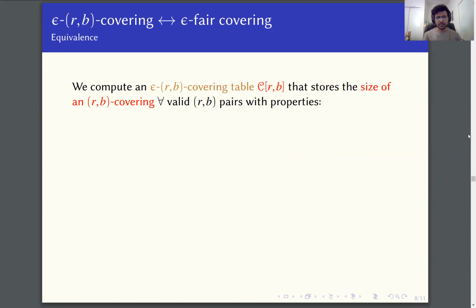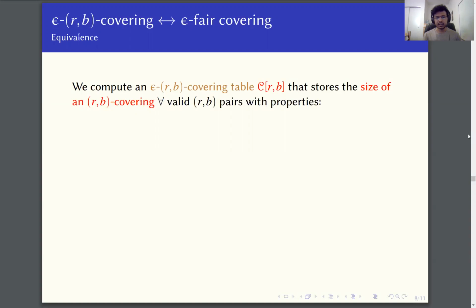First, our algorithm computes an epsilon RB covering table C_RB that stores the size of an RB covering for all valid RB pairs. The values stored in table C_RB are the best values our algorithm can obtain across all shifting partitions. The values are computed using a dynamic programming procedure. Hence, using standard backtracking techniques, one can actually recover the disks which cover exactly R red and B blue points.